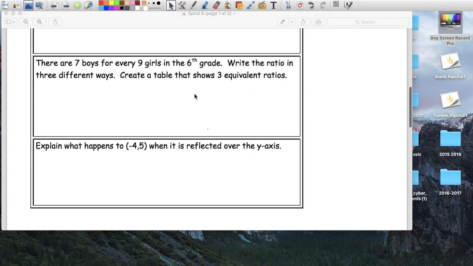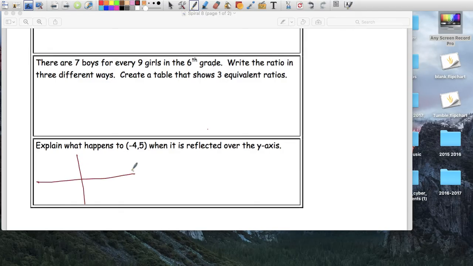Explain what happens when negative 4 and 5 is reflected over the y-axis. So just roughly figure out what negative 4 and 5 is to begin with. There's a y-axis, x-axis. Negative 4 would be 1, 2, 3, 4, somewhere over here, and 5 up. Let's just call it right here.